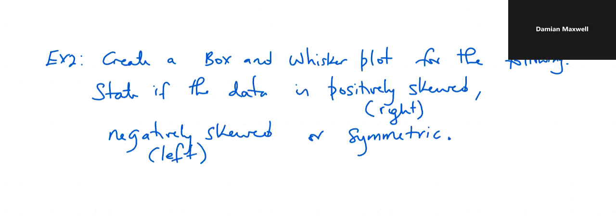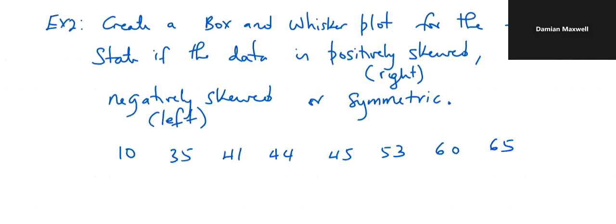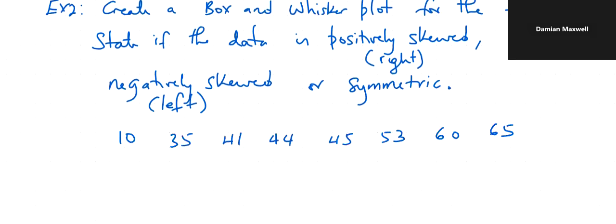So the first thing you're going to do is, oh, I haven't given you the data. All right, so we have 10, 35, 41, 44, 45, 53, 60, and 65. Is it already ordered for you, or do we need to order it? It's already in order, so that's good.